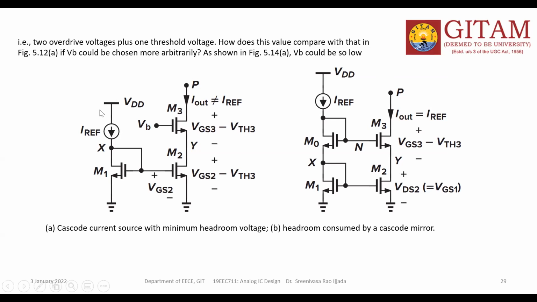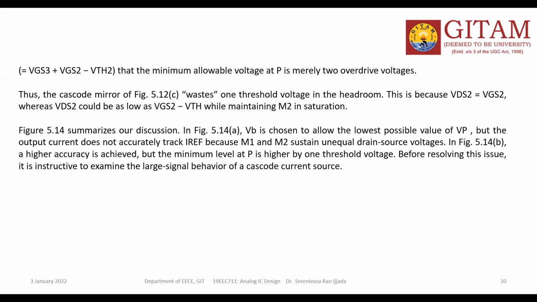Same current means, if you take this basic circuit, whatever current is flowing in this branch, the same amount of current should flow here also, or somewhere else in the circuit. I think it is not so easy to generate the same amount of current in another branch or in another part of the circuit. For that we are going to do some modifications through this.